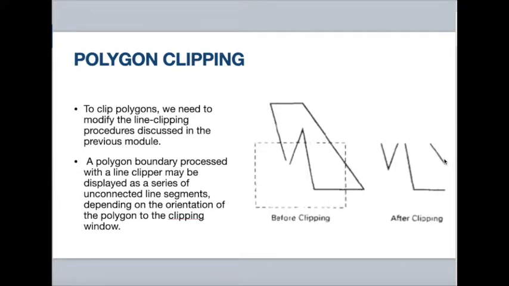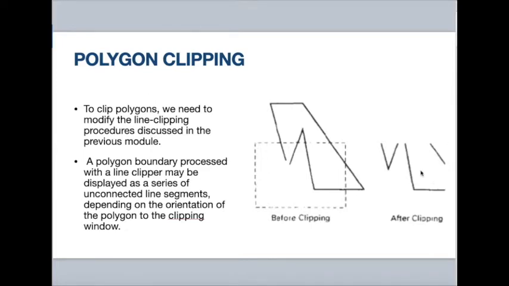Polygon clipping. We've already seen point clipping and line clipping in the last module. To clip a polygon, we can simply modify the line clipping procedures discussed in the previous module. That is, a polygon boundary processed with a line clipper may be displayed as a series of unconnected line segments depending on the orientation of the polygon to the clipping window.